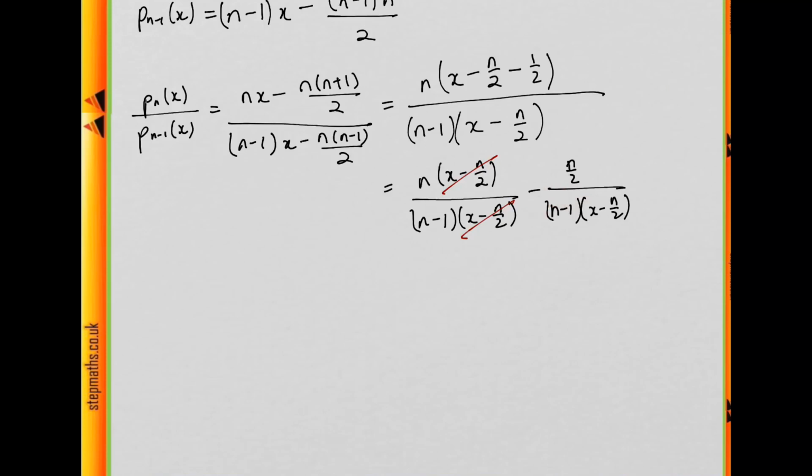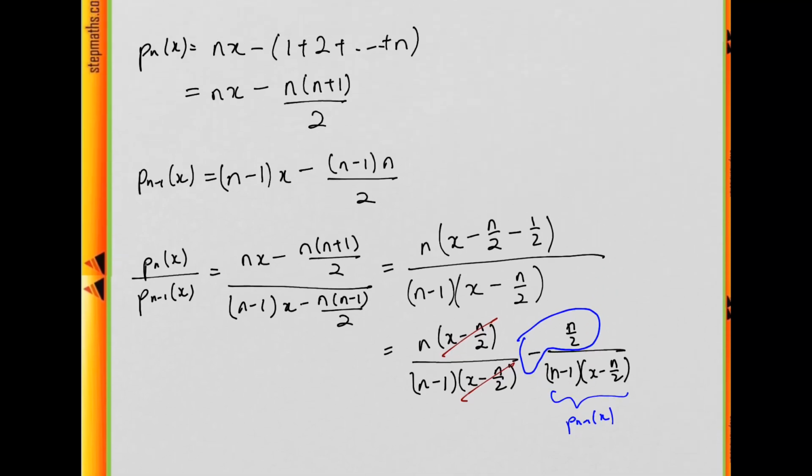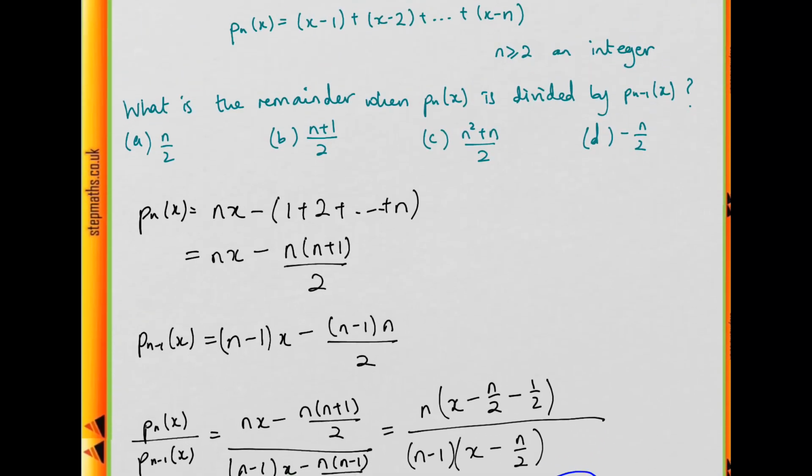So this here on the bottom is still Pn minus 1 of x. And so we see that our remainder is just going to be this bit that doesn't divide by Pn minus 1. So it's going to be n minus n over 2, and that is the answer.